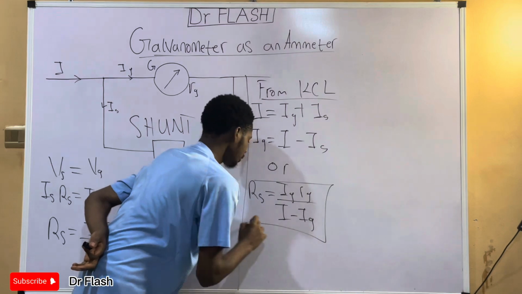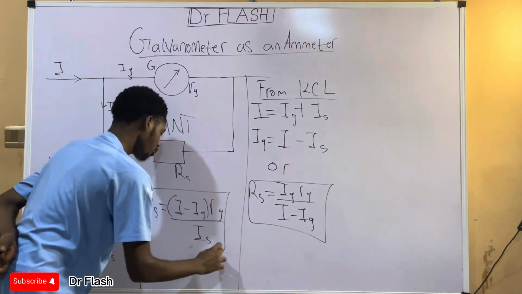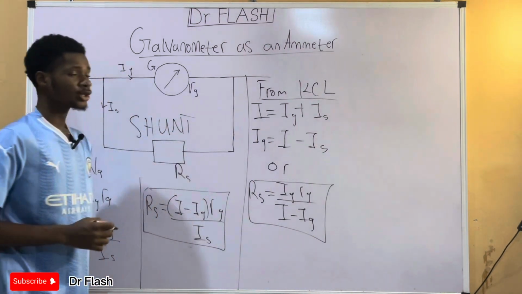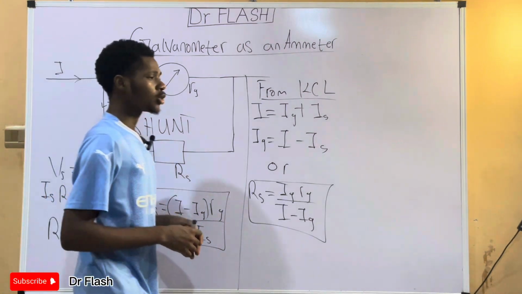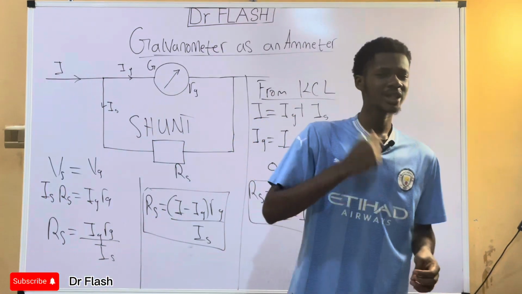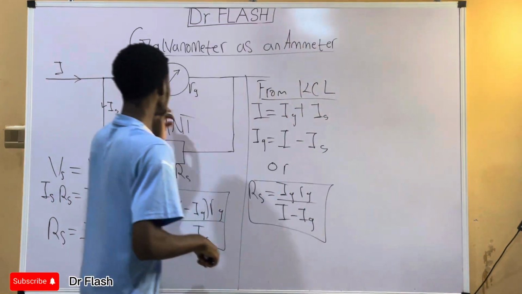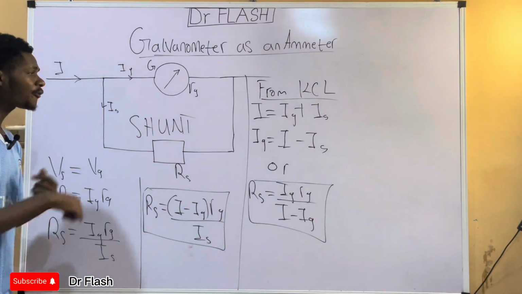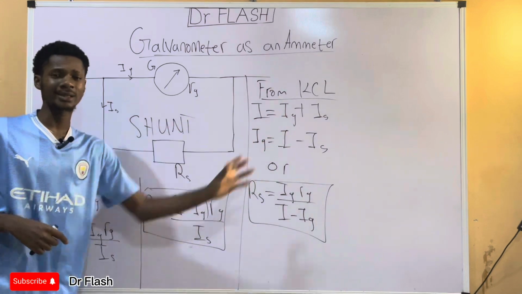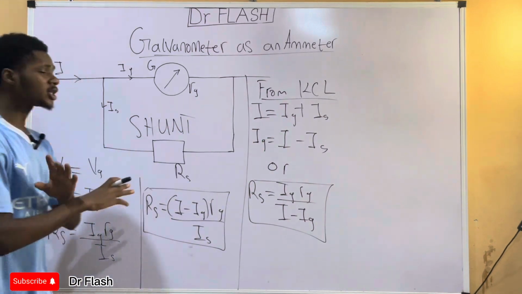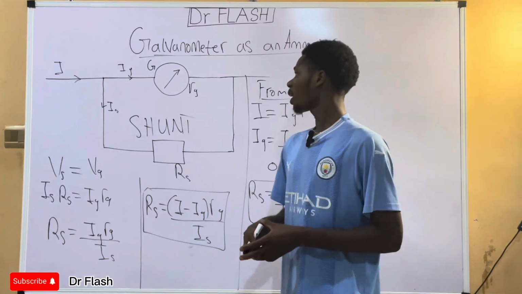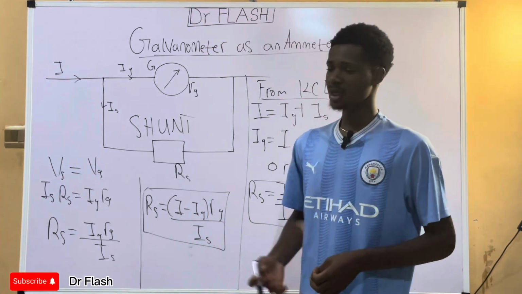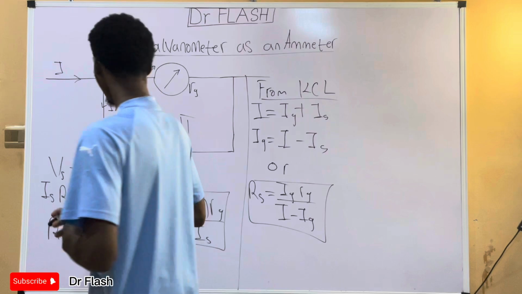So here are the formulas that are used to solve problems like this. These are not formulas that you have to cram. All you have to do is understand the concept. We have to connect a low resistance shunt in parallel to the galvanometer in order to convert it into an ammeter. So here is simply the principle behind how a galvanometer is converted into an ammeter.